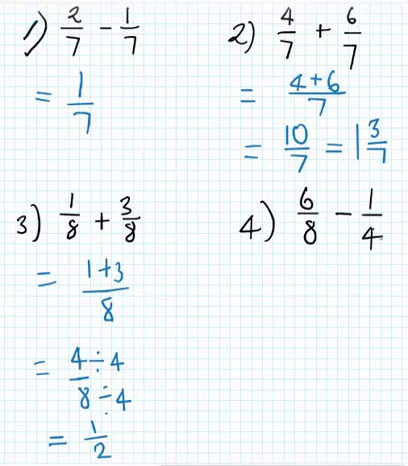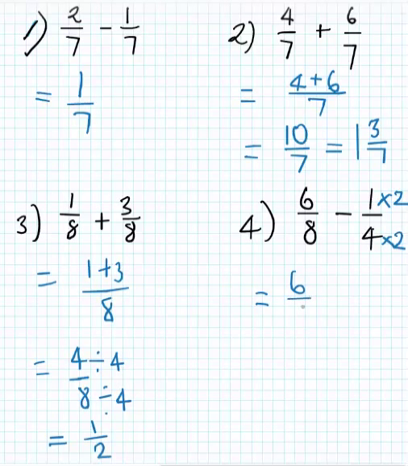Can I turn my 4 into an 8? Yes, I can. If I times 4 by 2, it gives me an 8. And of course, what we do to the bottom, we must do to the top. And that means I don't have to change this at all. So that will help me later on. I won't have to do as much simplifying. If I keep my numbers smaller, that means less simplifying.